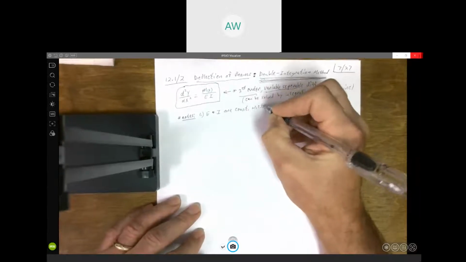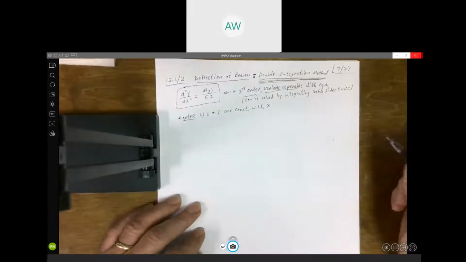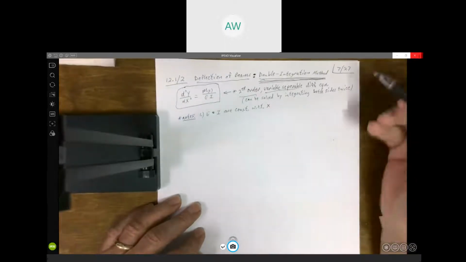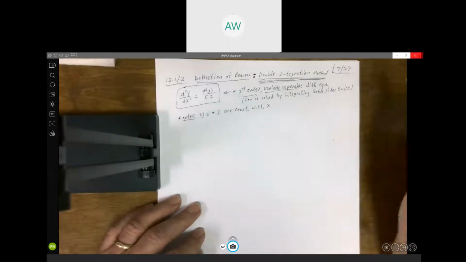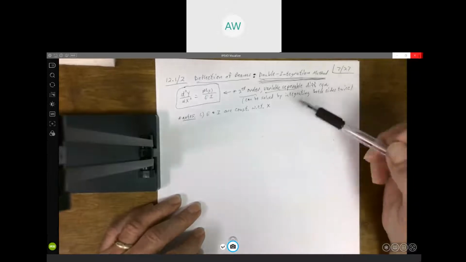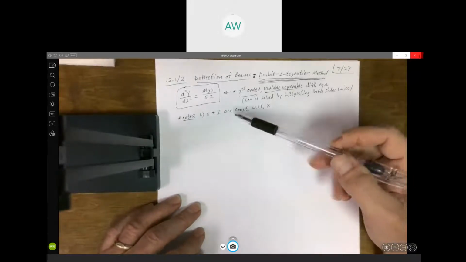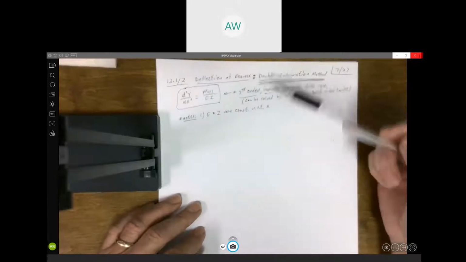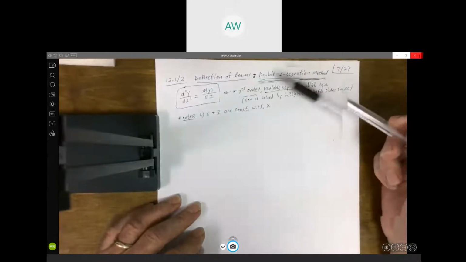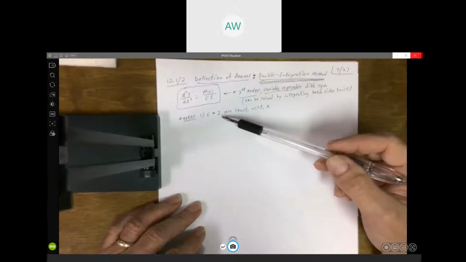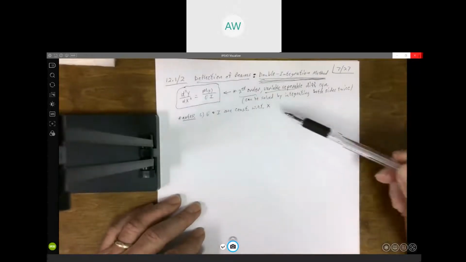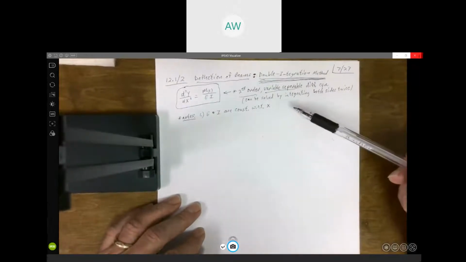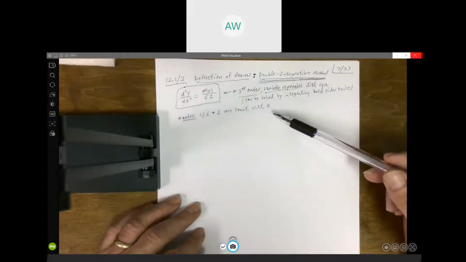With respect to x. Remember, when we got a beam, x is our longitudinal direction. So what this assumption says is we're assuming the material does not change as we go down the beam. Beam's all made out of the same material. The second thing, we're assuming I is constant as you go down the length of the beam. That's saying that the cross-section does not change.